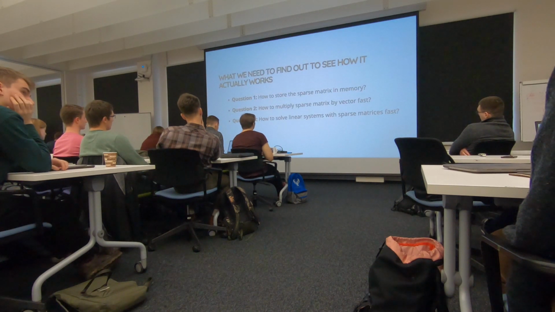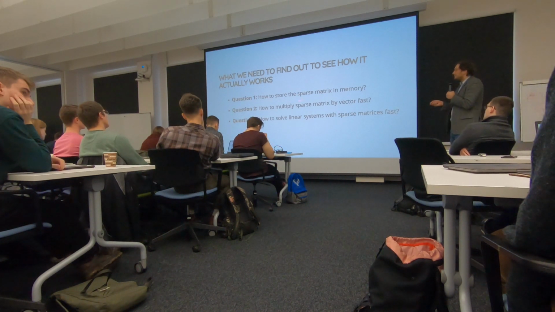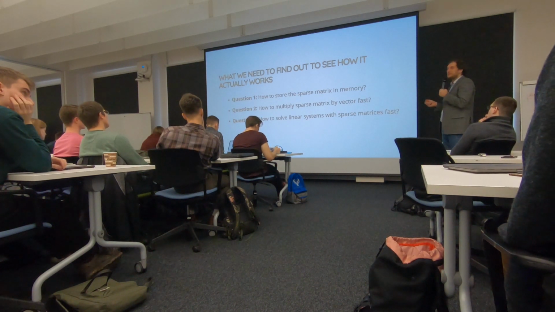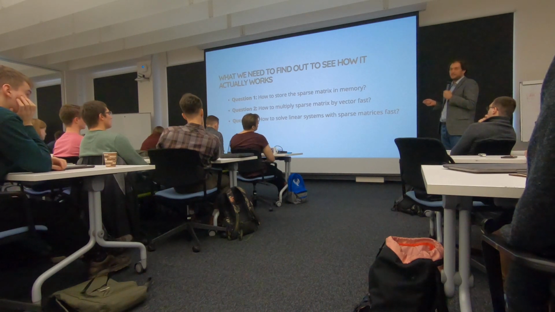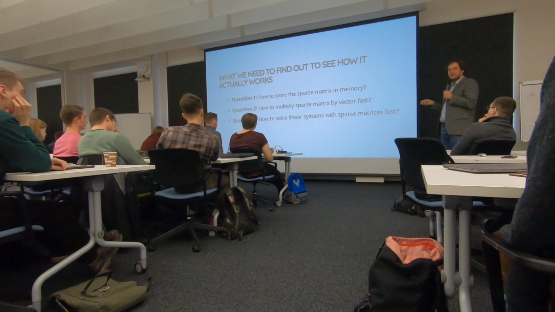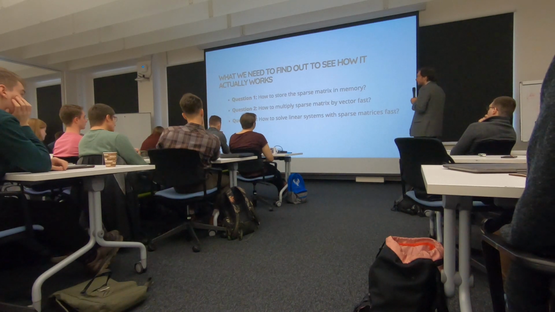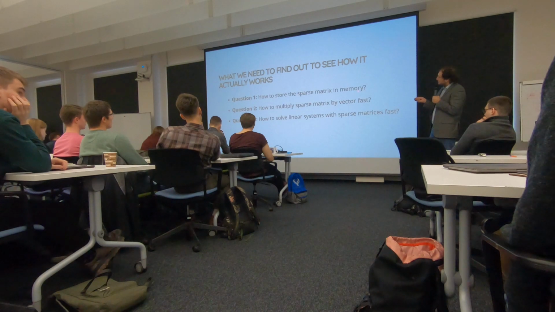And the goal is, of course, to solve linear systems faster and compute eigenvalues faster than with the full matrix. So now we're going to address three questions. First is how to store a sparse matrix. This is actually a non-trivial question. Representing a sparse matrix may have a huge impact on the final goal. So how to store? There are several formats. And the second one is how we use this format to multiply a sparse matrix by a vector fast.